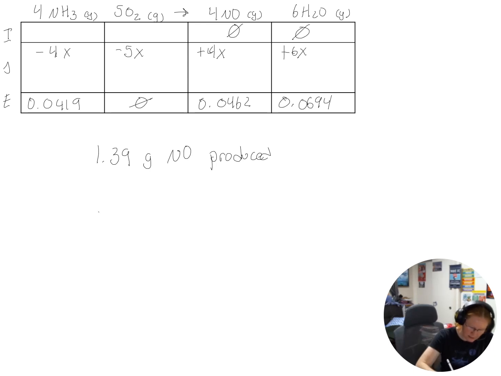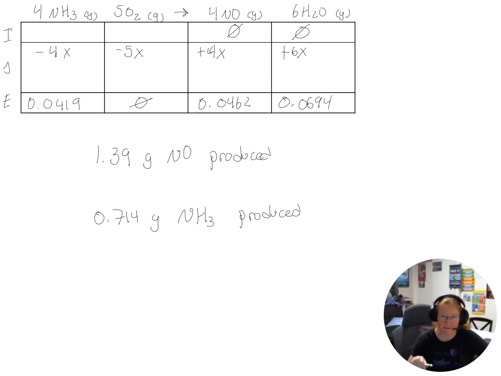And you'll have 0.714 grams of ammonia produced. All right, so this should give you just enough information for you to try this on your own. That's really messy. And see if you are understanding the ice tables if you've never done them before, or to check to make sure you remember them if you did them last semester.